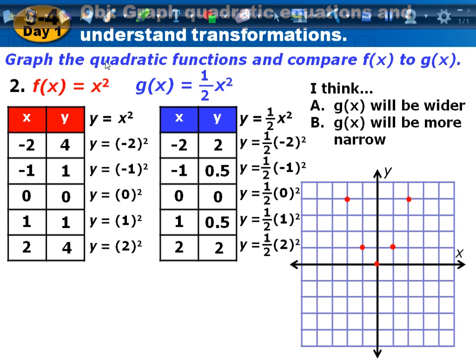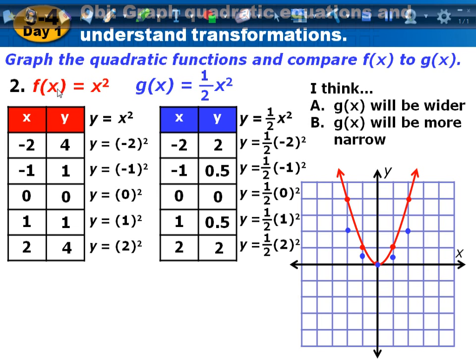Notice, just like whenever I did my other tables, everywhere I saw an x, I plugged in a -2. -2 squared was 4. Plugged in a -1. -1 squared was 1. 0 squared was 0. And so on. Again, here, I put in -2. -2 squared is 4. Half of 4 is 2. And so on. So then I'm going to graph each one of these.